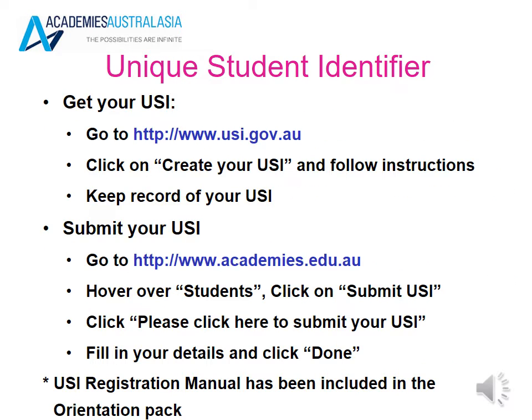To get your USI, go to www.usi.gov.au, click on Create Your USI and follow instructions. Keep a record of your USI. Then, to submit your USI, go to www.academies.edu.au. Hover over Students and click on Submit USI. Please click here to submit your USI.